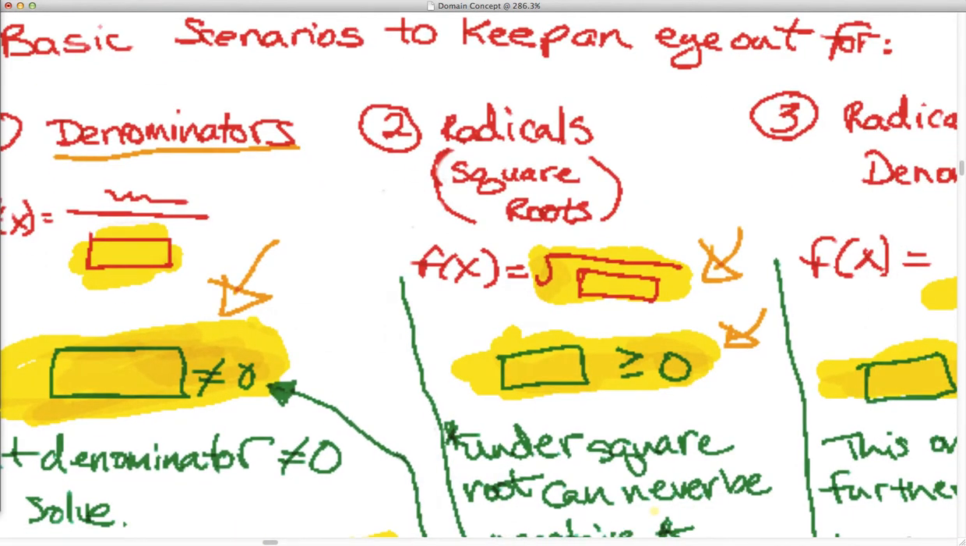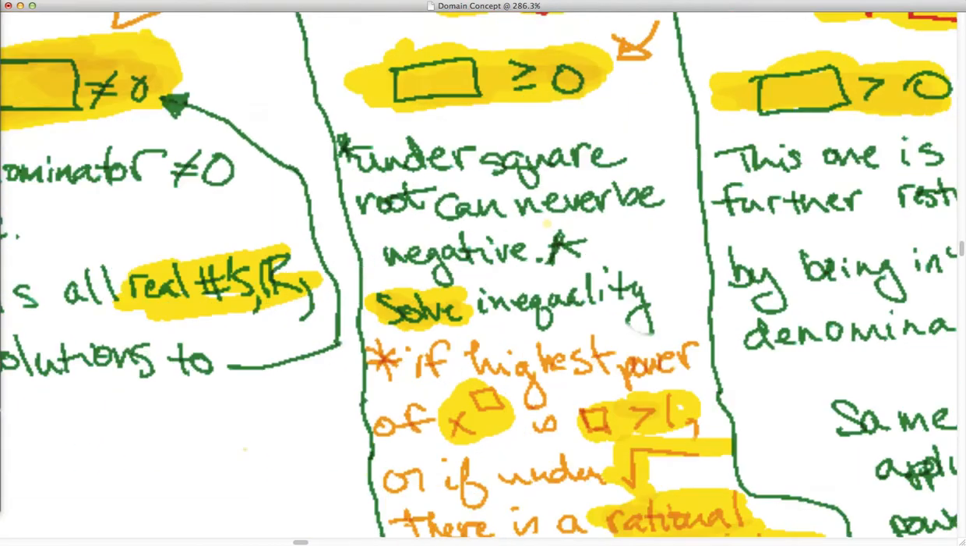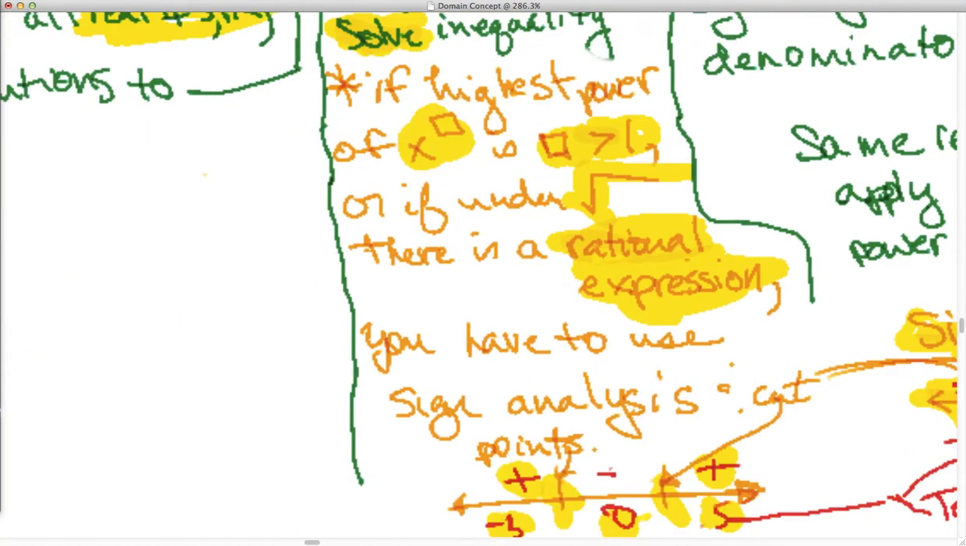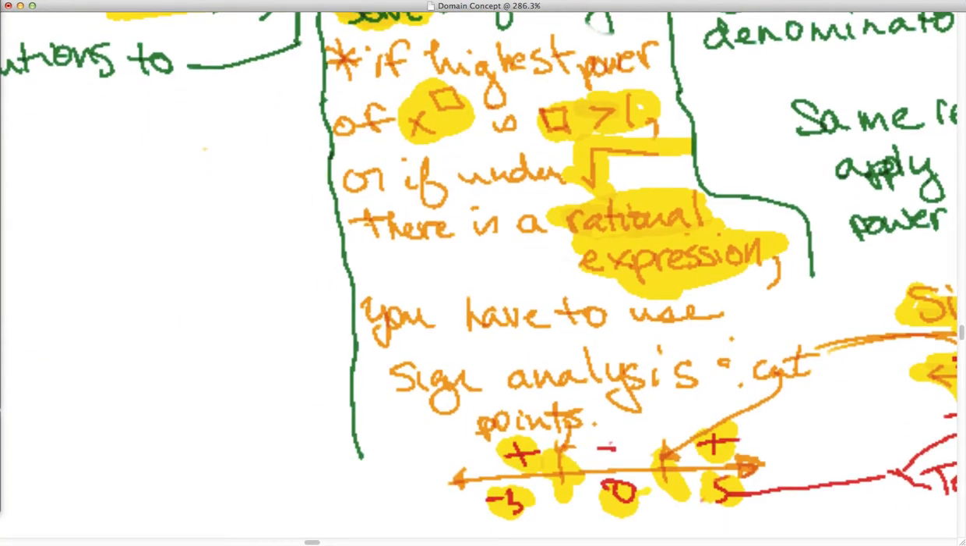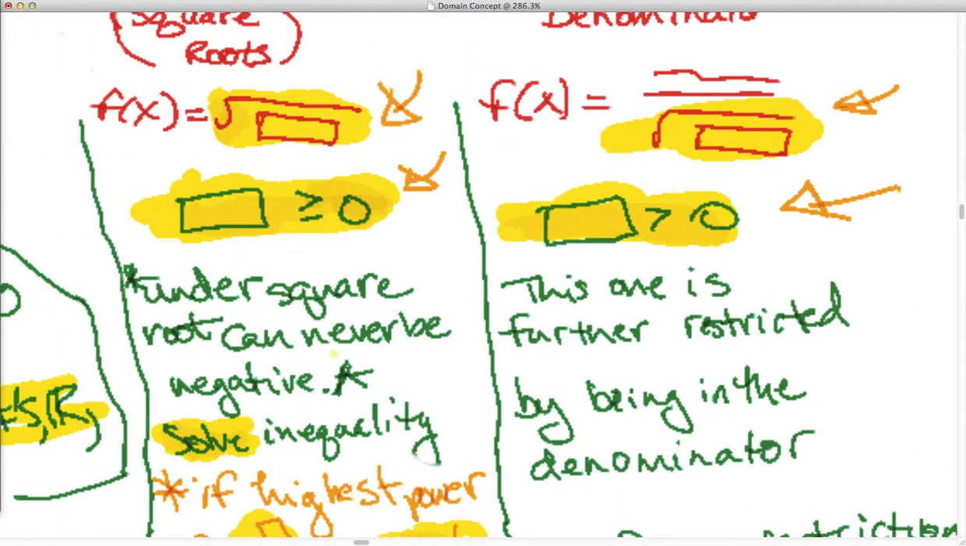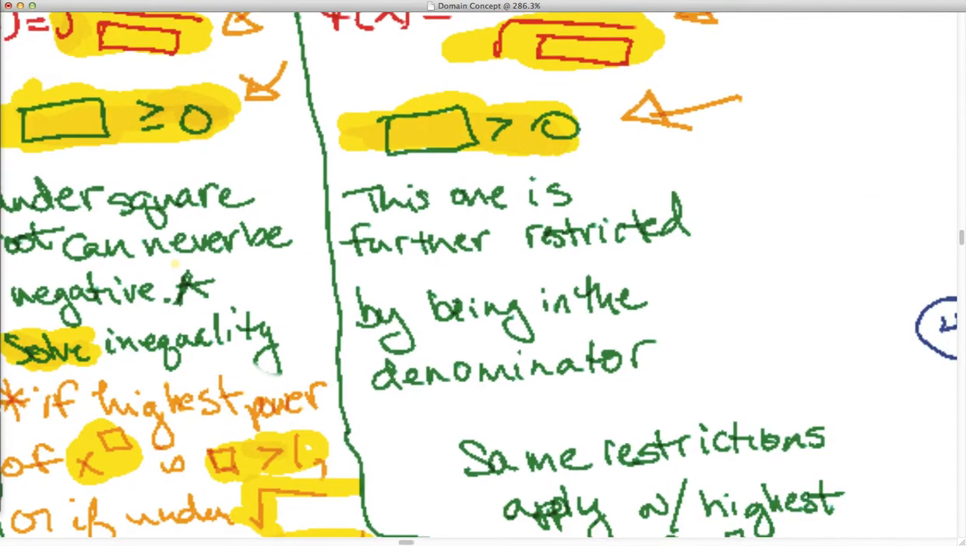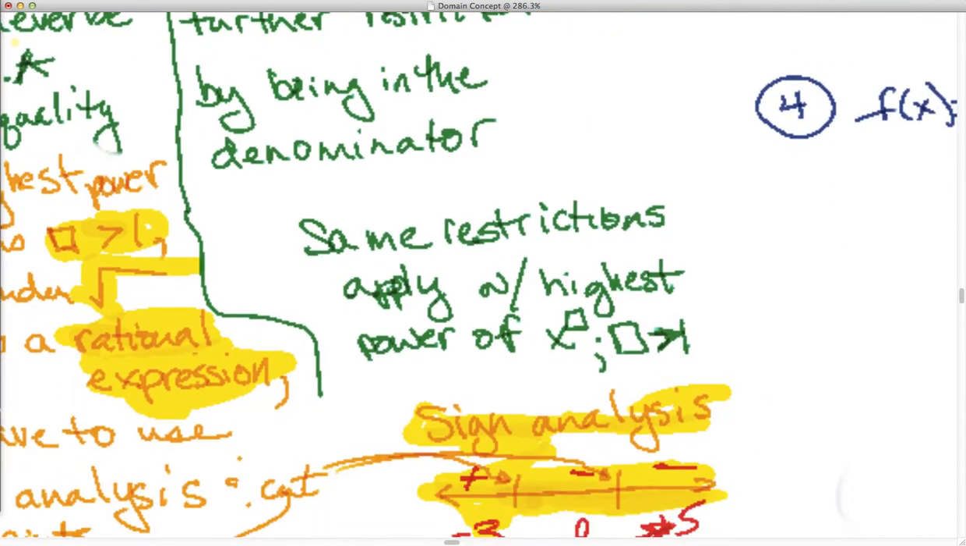Square roots have to be positive, so we set whatever's under the square root greater than or equal to 0 and solve. If the power of x is greater than 1, then we have to use sign analysis where we get some cut points and test on either side. Or if we have a fraction in there, we also do the same thing. The only difference if it's in the denominator is that we drop the equal sign, but the same restrictions occur.